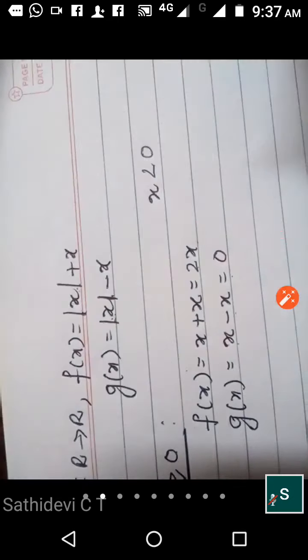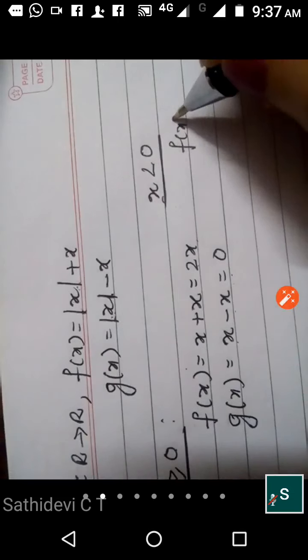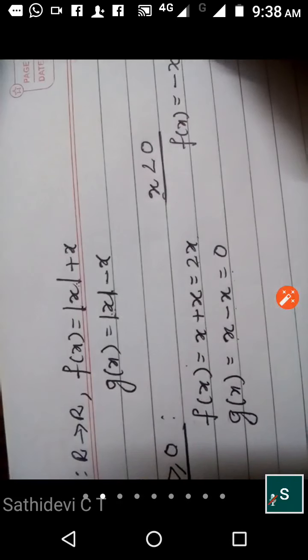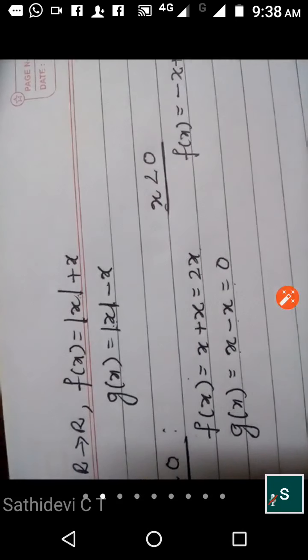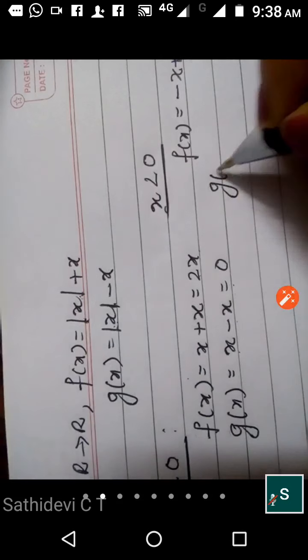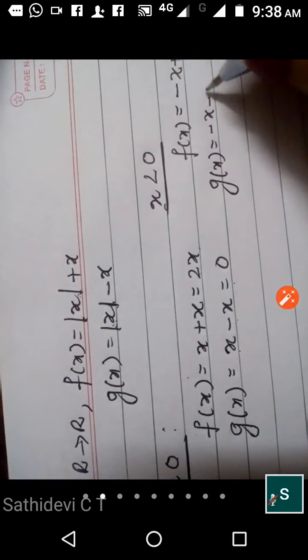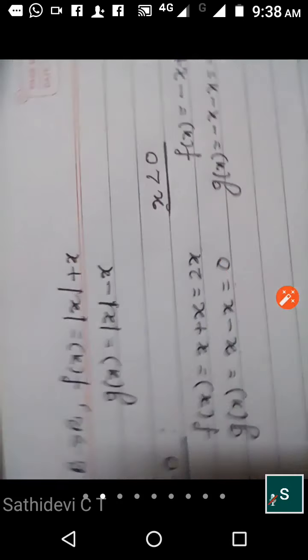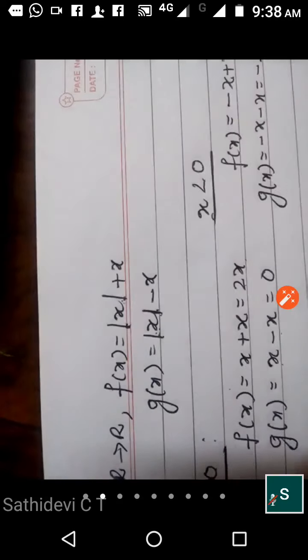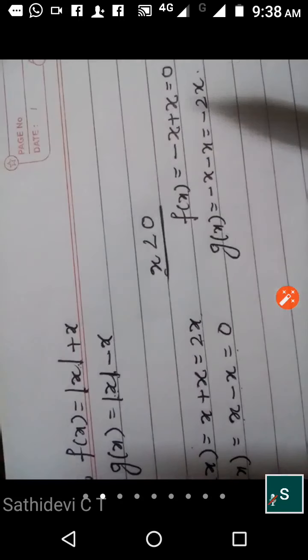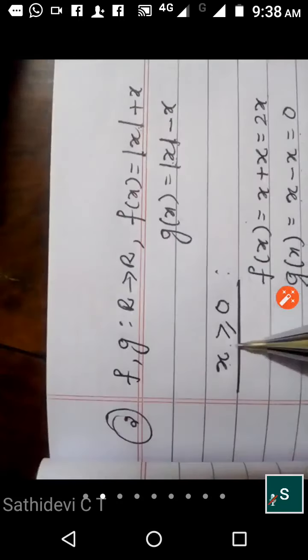And the second part is when x is less than 0. Second condition. In this case, f of x: mod x is minus x, that means minus x plus x, so it is 0. And g of x: mod x becomes minus x, so minus x minus x, that is minus 2x. So g of x is minus 2x. So we have redefined our functions for x positive and x negative.